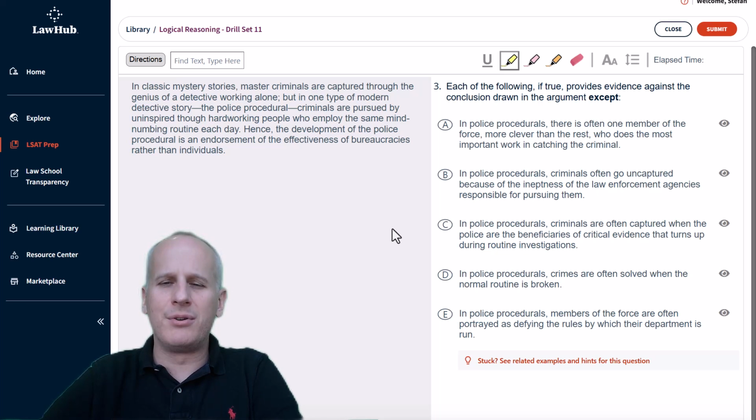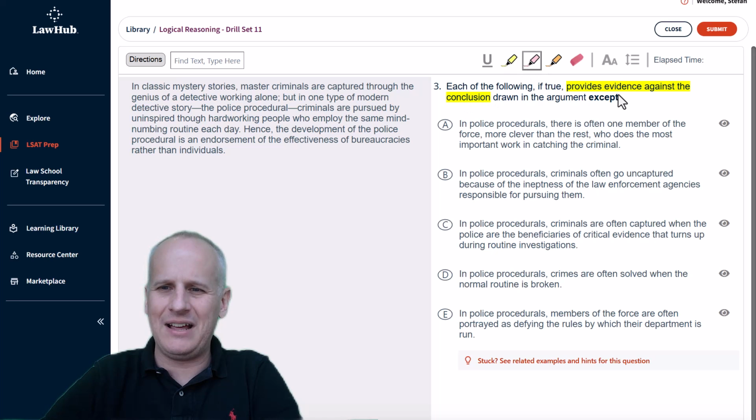So number 3's stem reads, each of the following, if true, provides evidence against the conclusion drawn in the argument except. So we're going to highlight "provides evidence against the conclusion" in one color as the task in the affirmative. Then in another color, we're going to highlight the word except.